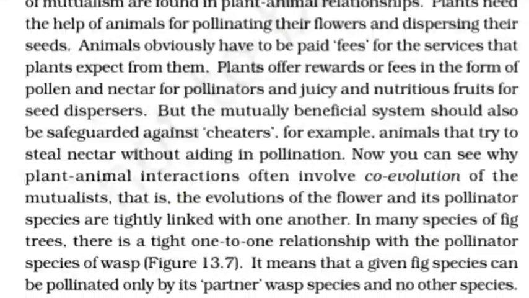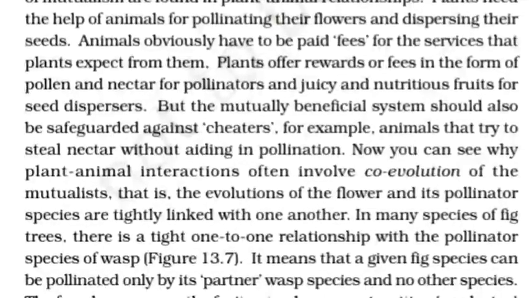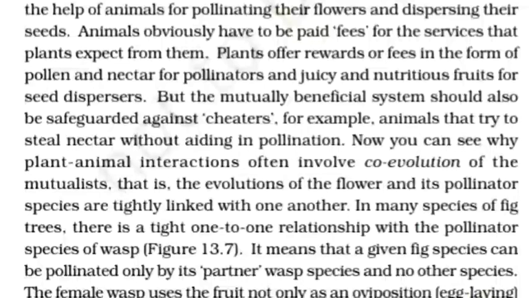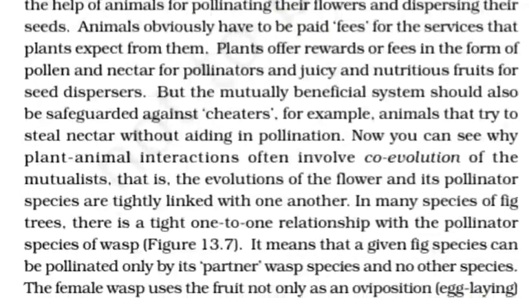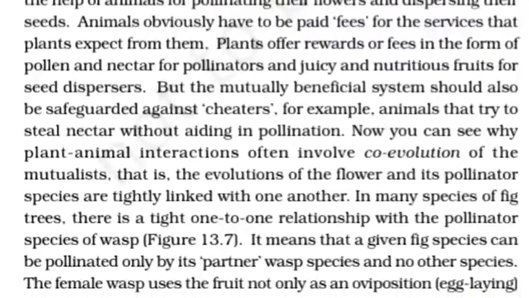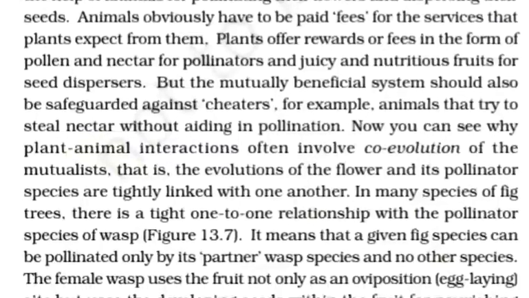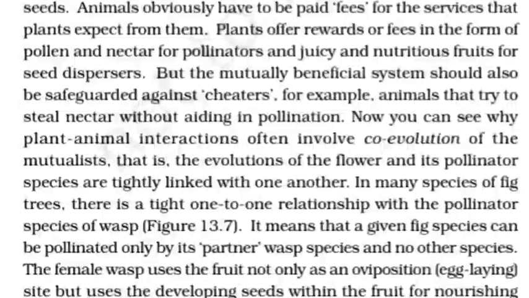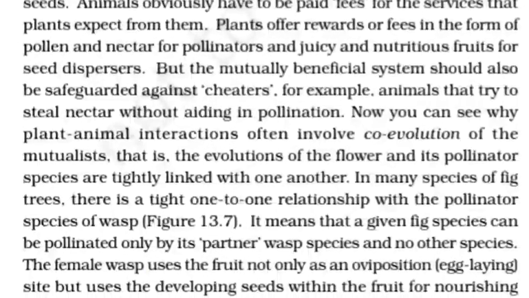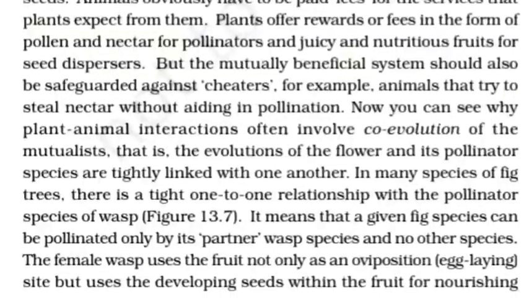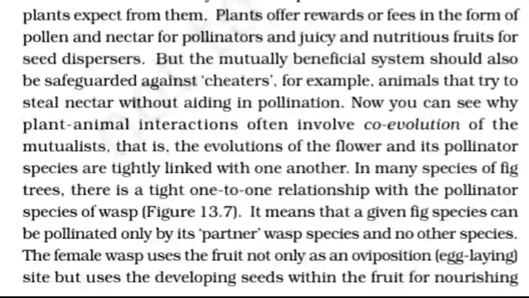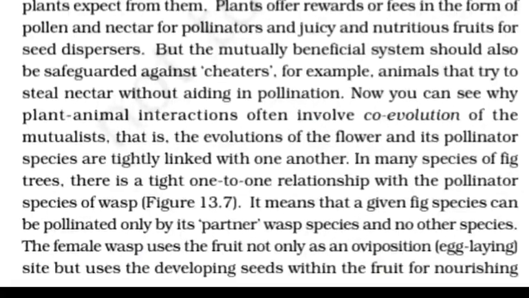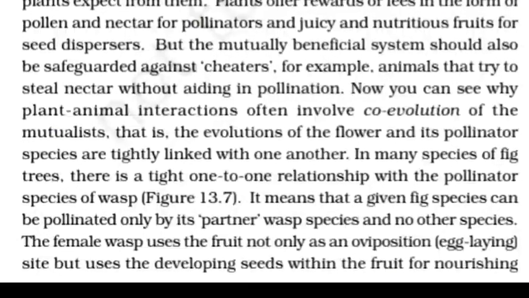That is, the evolution of the flower and its pollinator species are tightly linked with one another. In many species of fig trees, there is a tight one-to-one relationship with the pollinator species of wasps. It means that a given fig species can be pollinated only by its partner wasp species and no other species.